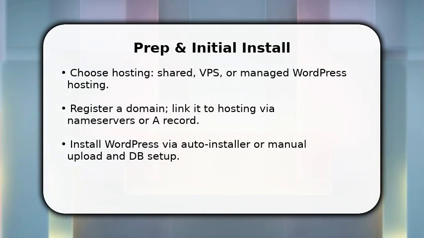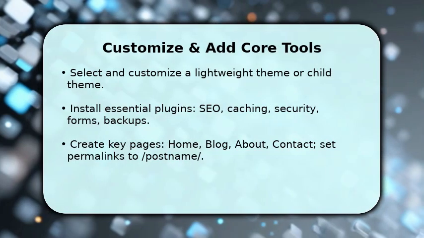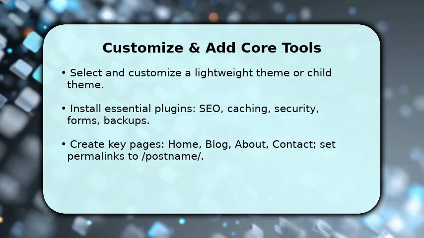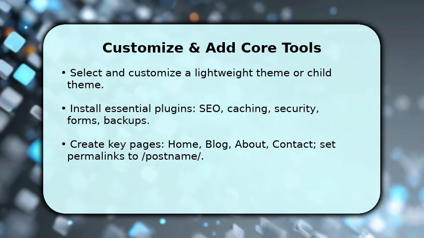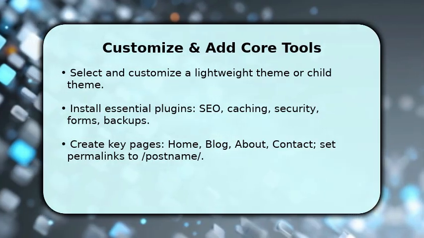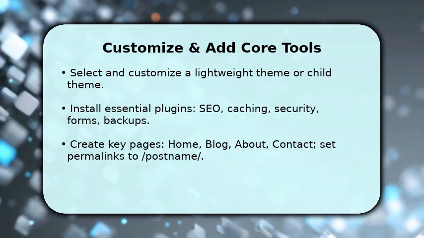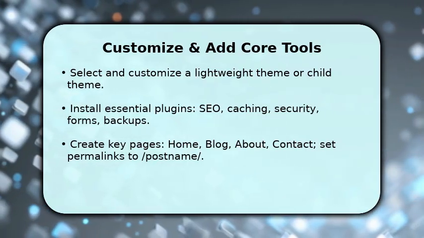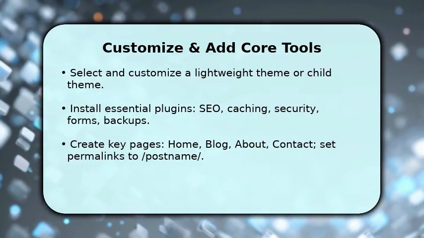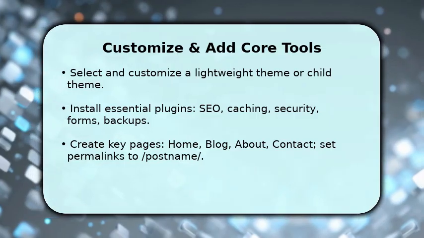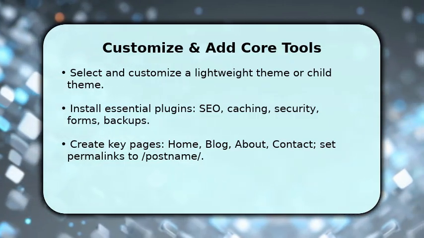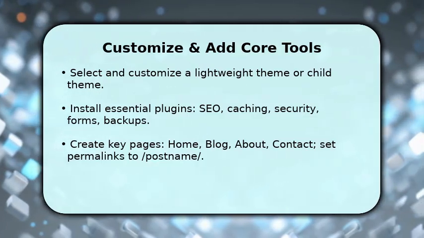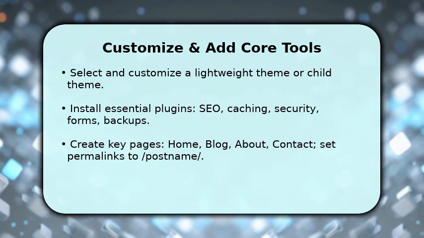Once WordPress is live, you customize appearance and functionality so readers engage and pages load fast. You should choose a lightweight theme or create a child theme for safe edits, then adjust typography and layout. Install core plugins, an SEO plugin to index content, caching for speed, security for protection, and backups for recovery. Make home, blog, about, contact pages, and set permalinks to /postname/ for clean URLs. This middle stage shapes performance. You finish by populating and preparing to launch.